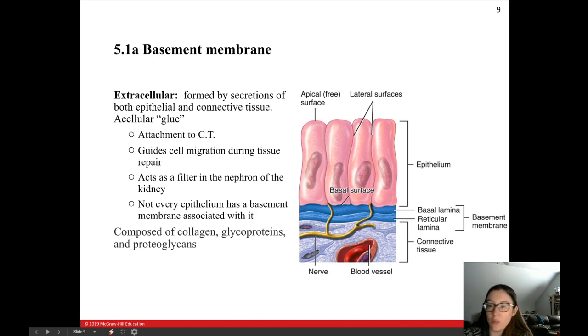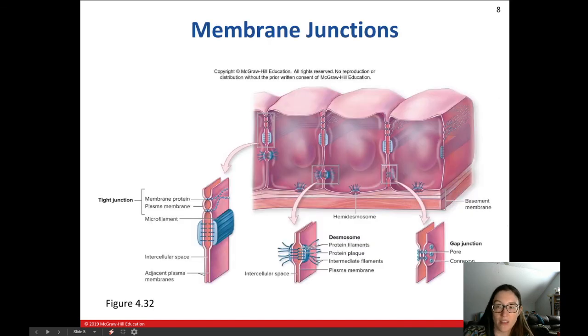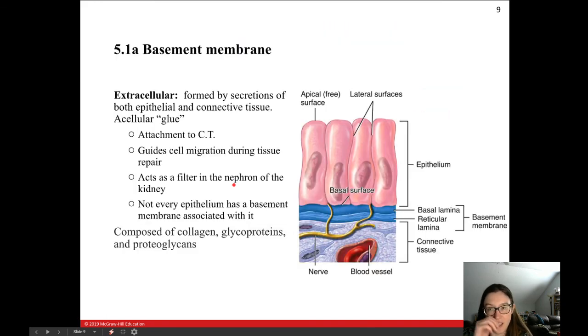All right, now finally we'll talk about the basement membrane. We said that these hemidesmosomes are going to be attaching the bottom or basal cell layer to the basement membrane. But what exactly is that? The basement membrane is extracellular material, so it's not a cell itself, but it's formed by the secretions of both the epithelial tissue as well as the underlying connective tissue, and it connects them together. It's like an acellular, meaning without cells, glue. So it attaches the epithelium to the connective tissue.